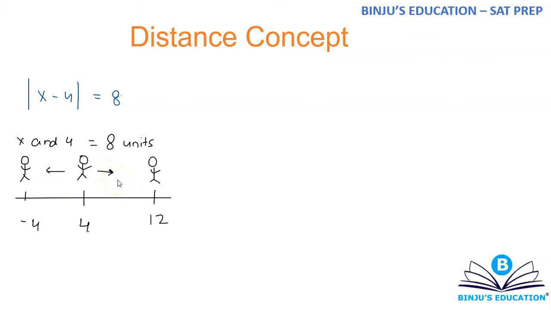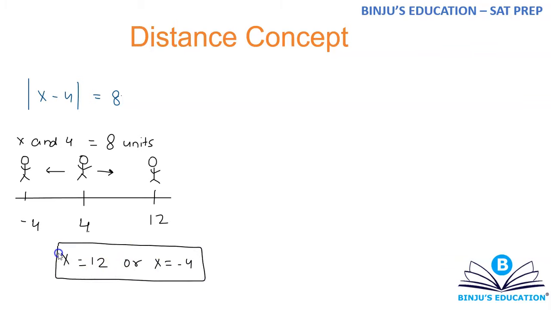If I'm going to walk to my right, I'm going to reach 12. If I'm going to walk to my left, I'm going to reach -4. So what's the value of x? x is simply equal to 12, or x is equal to -4. This is what you need to understand.